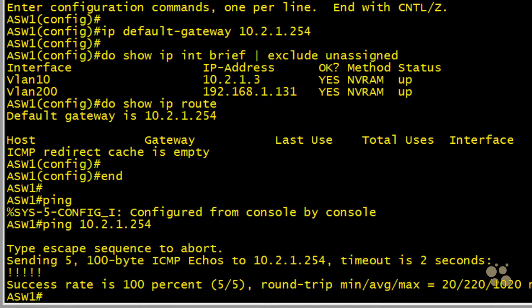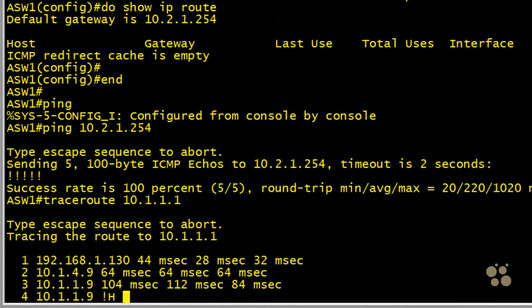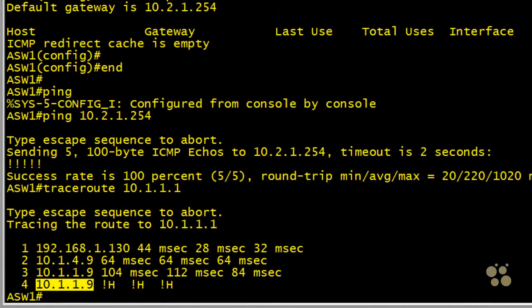So now locally, ASW1 doesn't have to rely on some neighboring router running proxy ARP. It's got a default gateway. Let's now check out our path between ASW1 and 10.1.1.1. We'll do that with a traceroute once again to 10.1.1.1. And once again, we have R3, who has the IP address of 10.1.1.9, which cannot forward it any further.